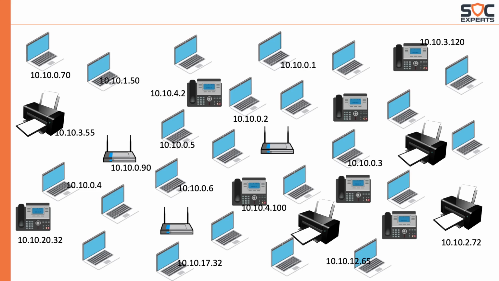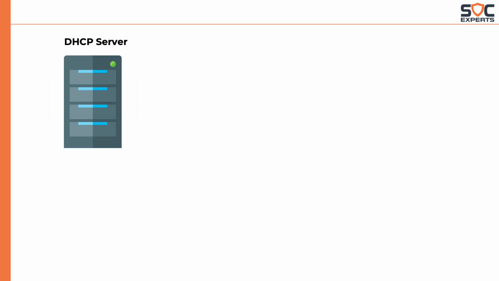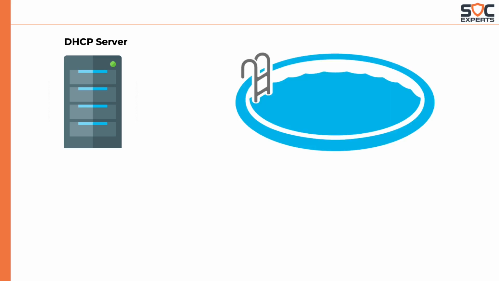That's where DHCP comes to the rescue. In this case, instead of an administrator, a server will be doing all the IP address assignments. The server is DHCP, which stands for Dynamic Host Configuration Protocol. A server is assigned the role of DHCP server. It has been given some IP addresses, which it can assign to any computers requesting an IP address. We call this the DHCP pool.